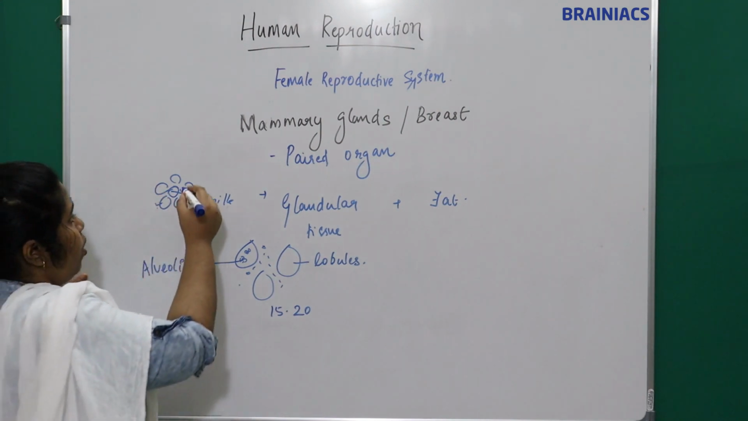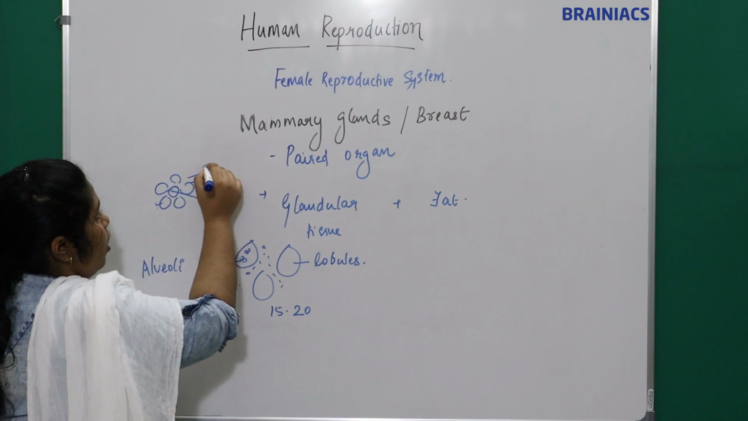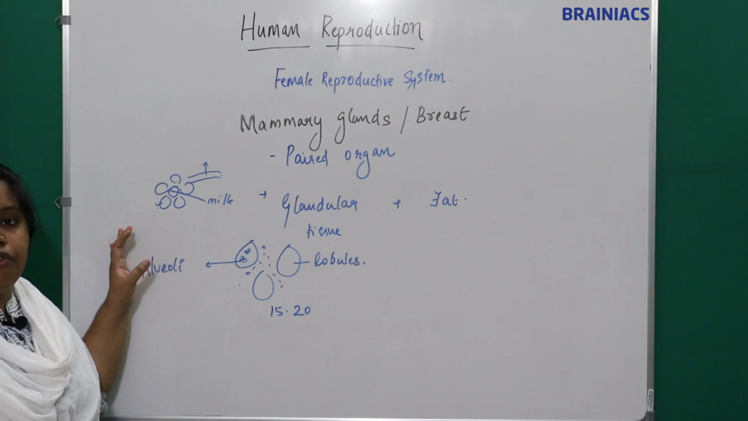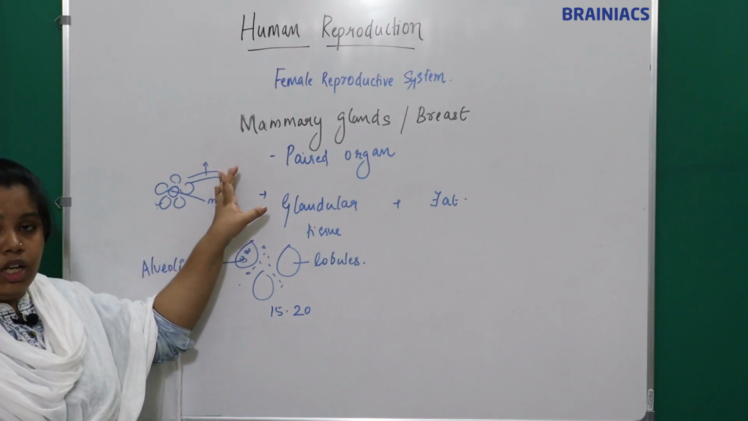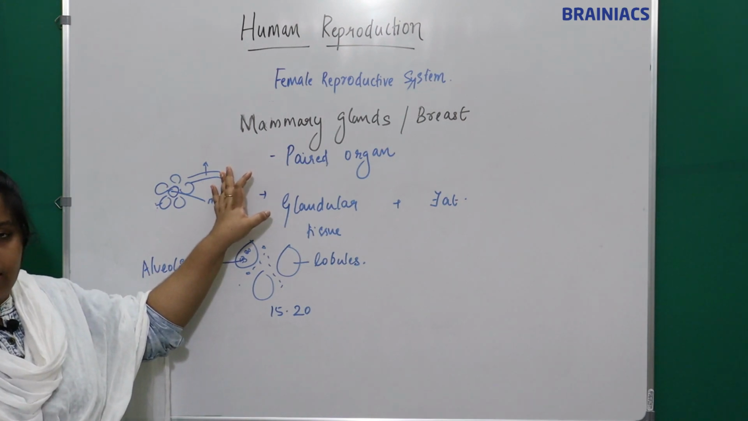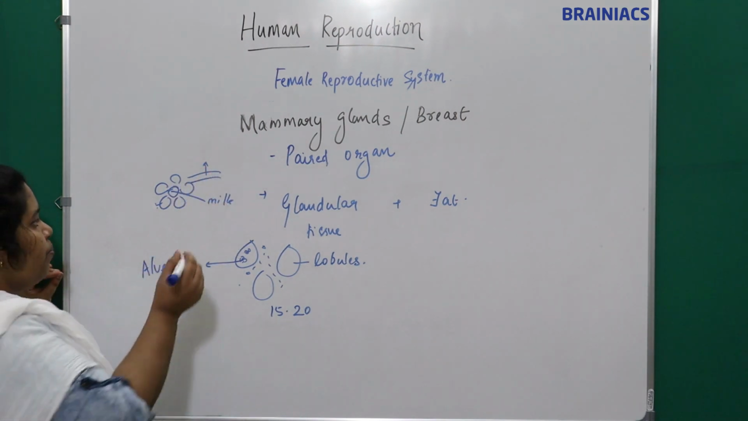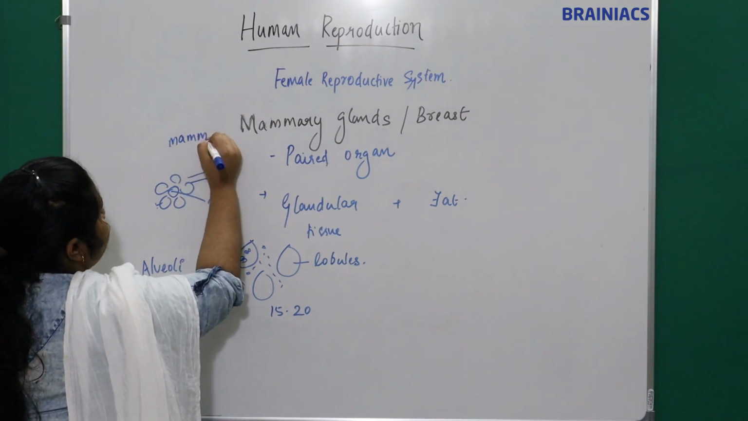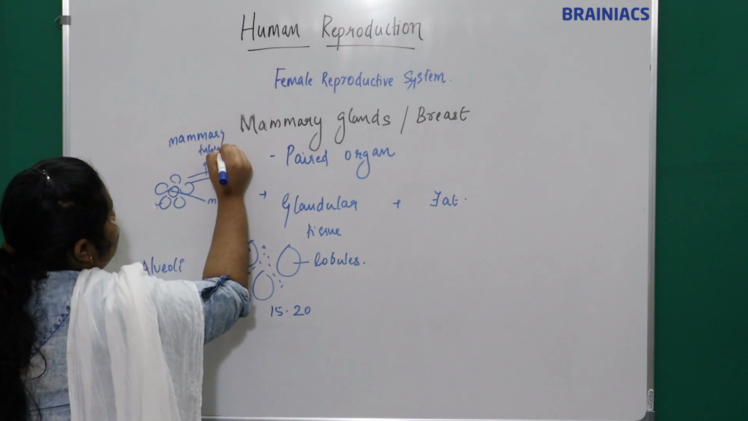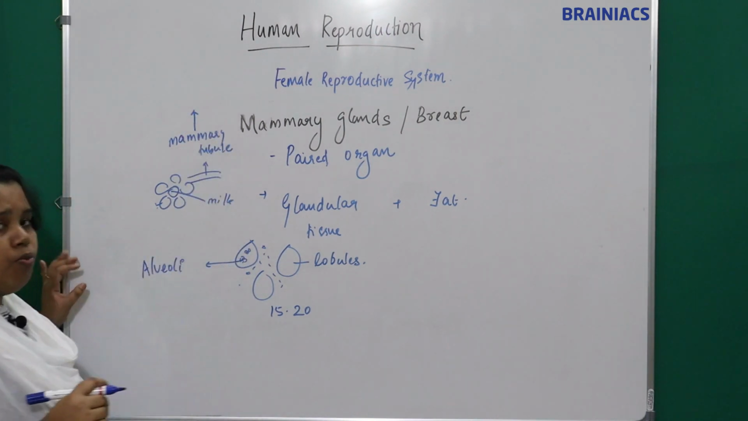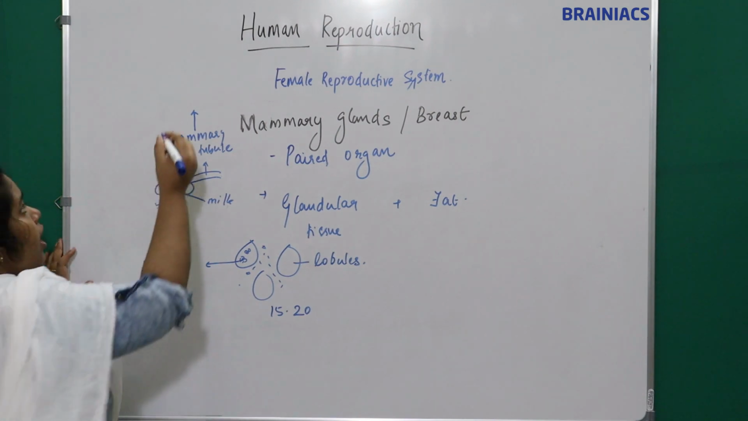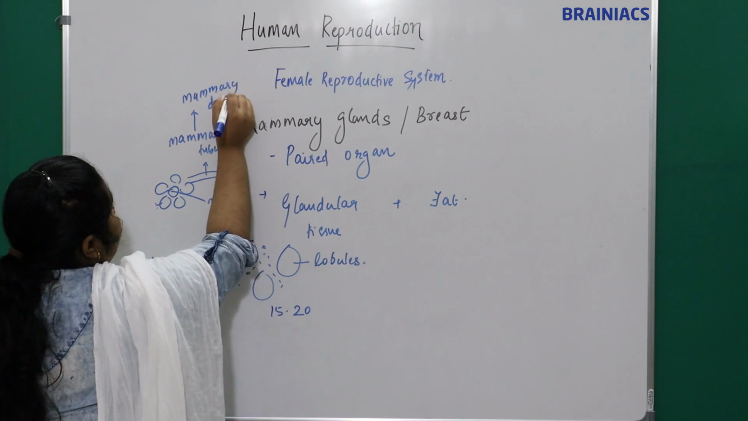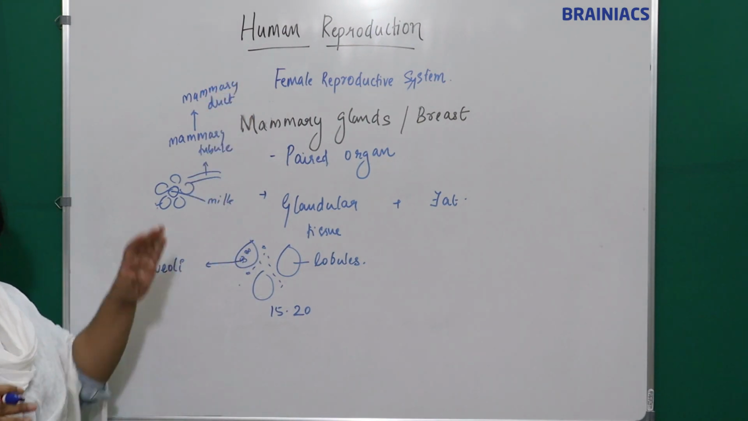And what will these lumens join to form? The lumens join to form the tubules of the mammary gland. These tubules will join together to form the mammary tubules. And these tubules will join together to form what? They will join together to form the mammary duct.